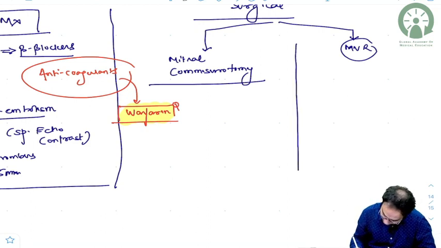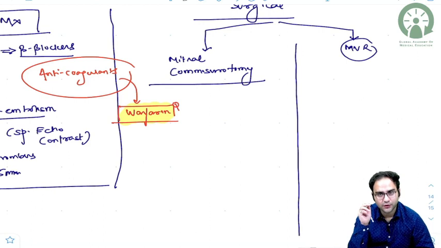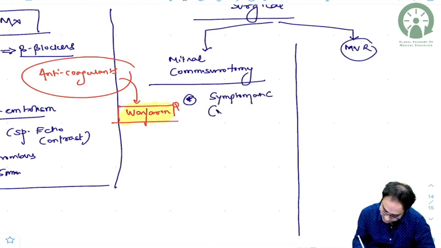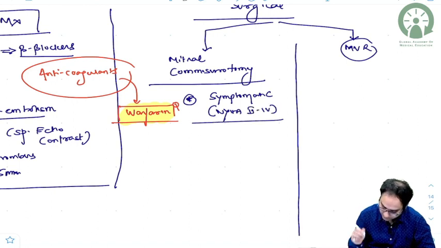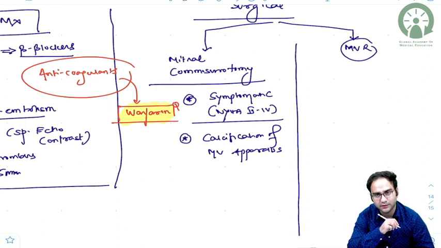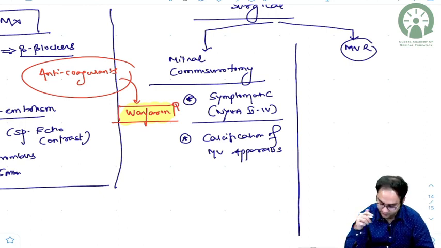Now, when you do mitral commissurotomy, there are certain important things that you need to remember. First, the patient should be symptomatic, having NYHA grade 2 to 4, then only you can do it. Then there should be no calcification of the mitral valve apparatus. If it is there, then you cannot do the mitral commissurotomy.